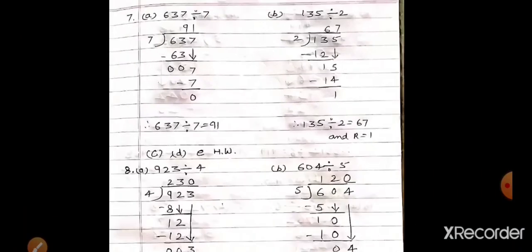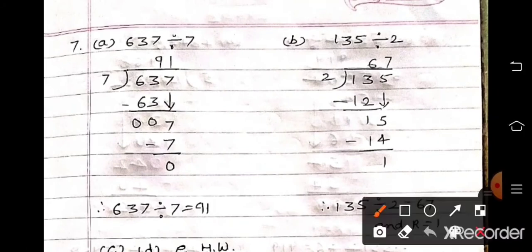Now question number 7. A part, 637 divided by 7.